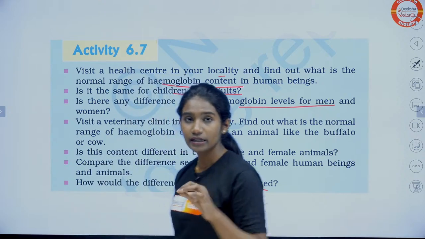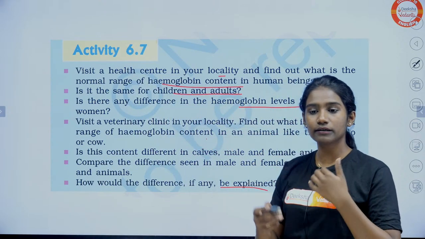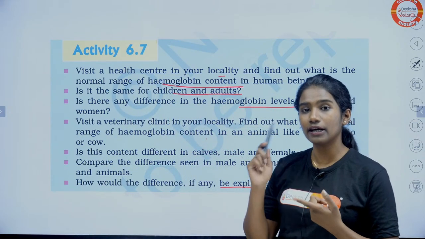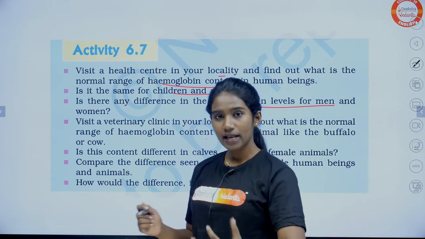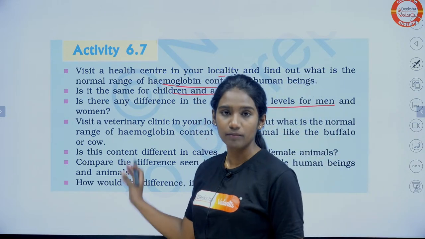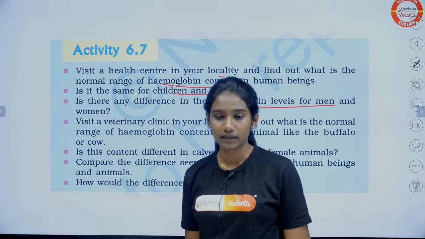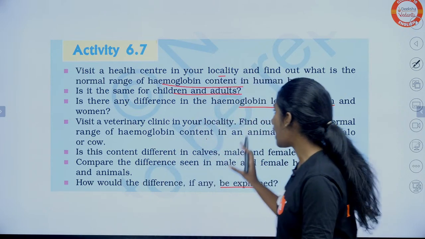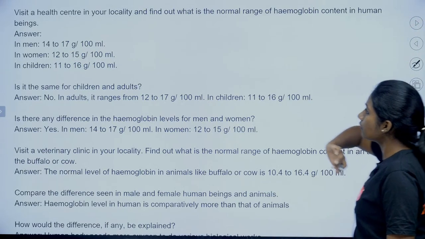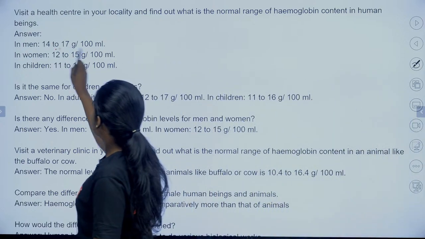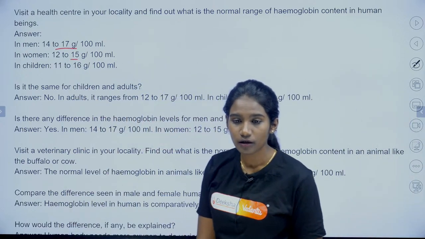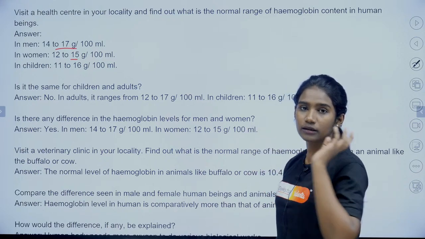So now we'll have to find out what the hemoglobin level is in females, males, children, and also in animals. And then you will have to compare and see. This one you will have to remember, these units. Questions can be asked in MCQs. You will have to remember these units.